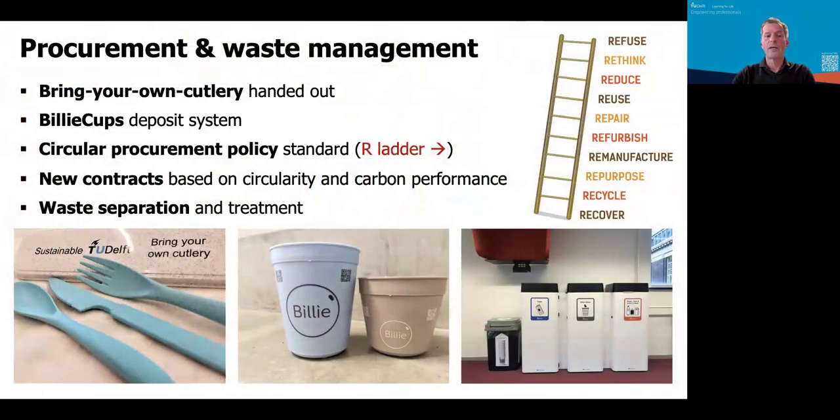Procurement was very important. I explained that it was half of the emissions of our university. Part of it has to do with building materials, but part of it also has to do with stationery, coffee cups, everything we purchase during a year. So these are the measures that we take to simply bring those emissions down and to be wiser with resources. And very important is the R ladder that you see on the right-hand side, that you first think of if something is really necessary before you go down to other solutions that are lower on the ladder.